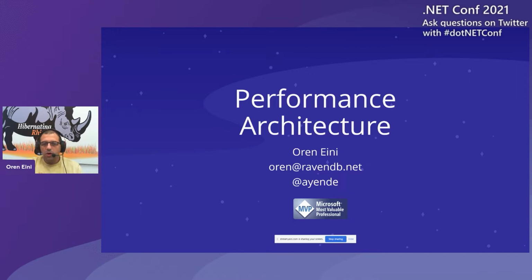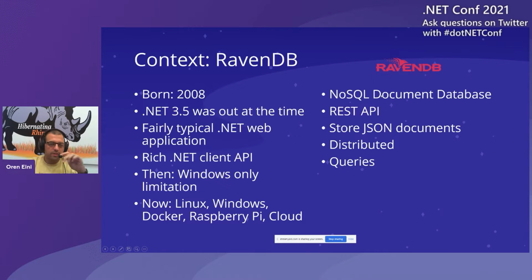So my name is Oren. I'm a Microsoft MVP since 2007, also a Twitter handle, and I'm here to talk about the process that we went through in the RavenDB project. RavenDB started in 2008, and in 2014-15, around the time of .NET 3.5, we ran into a wall. It used to be a pretty typical web application in terms of the overall architecture, had a very rich client, and we basically couldn't get the right performance. When I mentioned that we had 80% CPU utilization in the GC, that was that application.